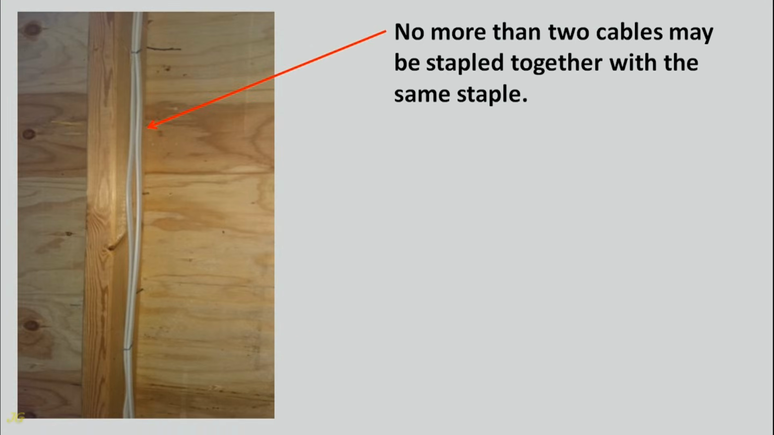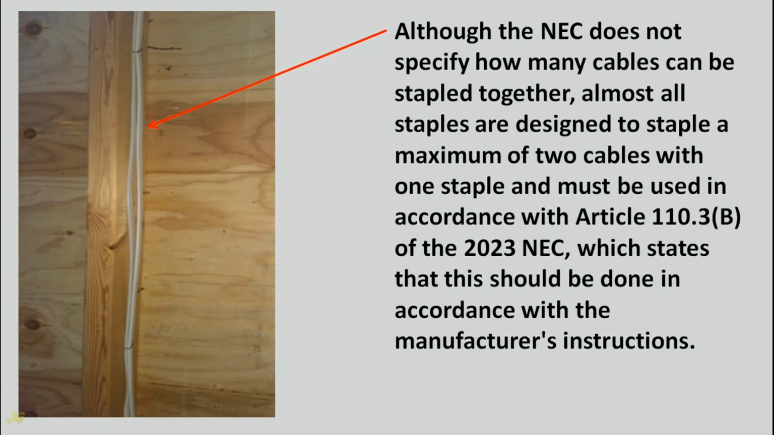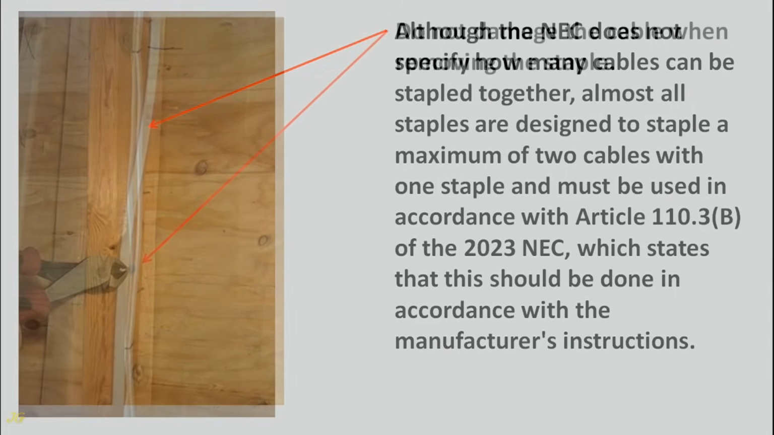No more than 2 cables may be stapled together with the same staple. Although the NEC does not specify how many cables can be stapled together, almost all staples are designed to staple a maximum of 2 cables with one staple and must be used in accordance with Article 110.3 B of the 2023 NEC, which states that this should be done in accordance with the manufacturer's instructions.